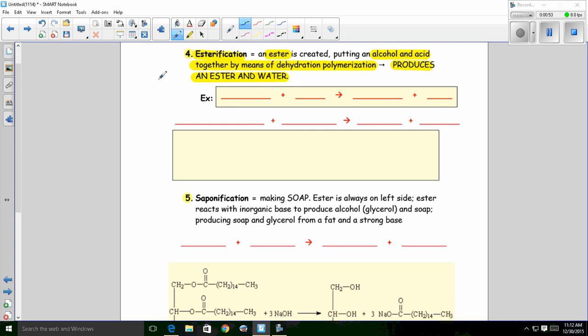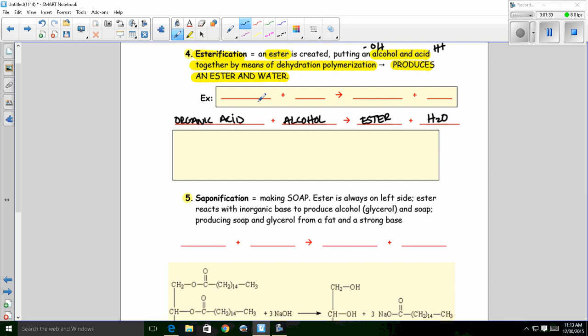Let's take a look at the generic formula for esterification first. All right, so we know that we have an OH present and some sort of hydronium present. So we've got an organic acid that's going to combine with an alcohol. And what's going to be produced is the ester and water itself, a molecule of water.